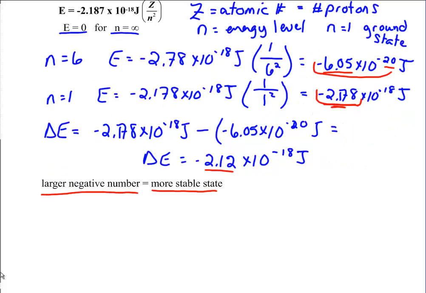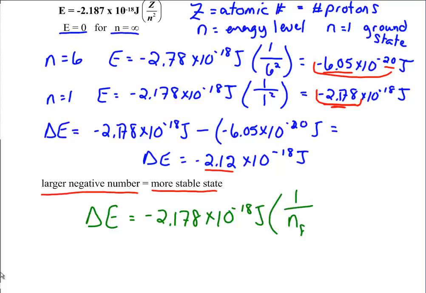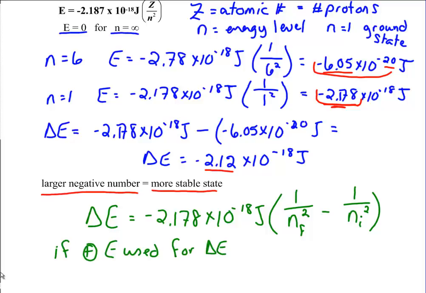So the overall generic equation, if you don't want to do the energy for the electron at each energy level, looks like this. A change in energy equals negative 2.178 times 10 to the negative 18 joules, and then it's 1 over final n value squared minus 1 over initial n value squared. If you put in a positive energy here, then you need to make this positive as well. If you don't do that, you're going to get weird answers.